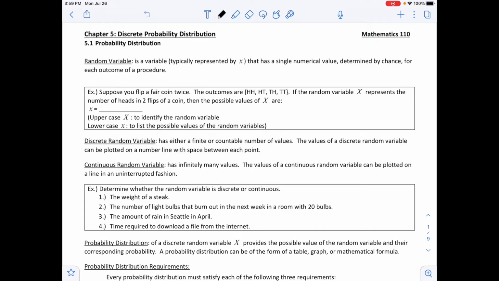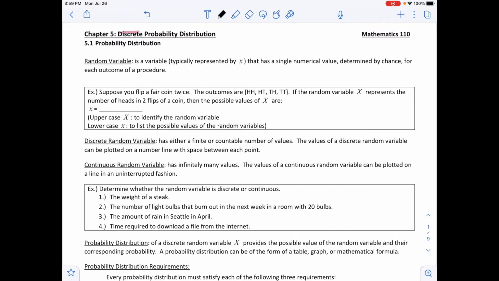We are in Chapter 5, Discrete Probability Distributions. This word discrete here in the title means countable number of values, so keep that in mind as we go through the notes. Section 5.1 is probability distributions.